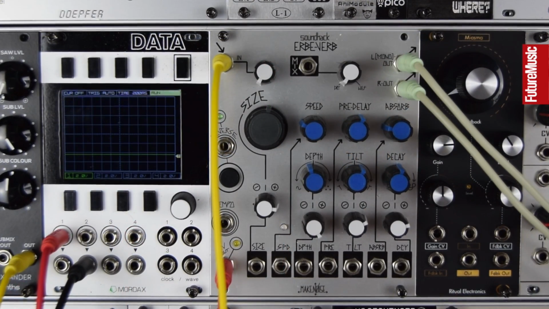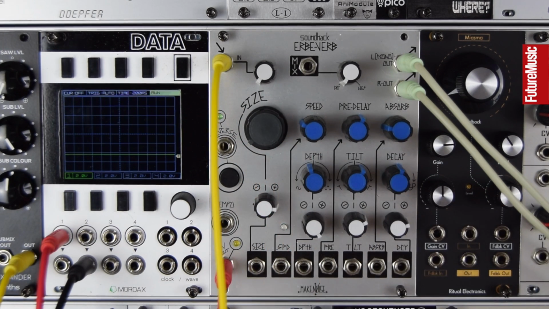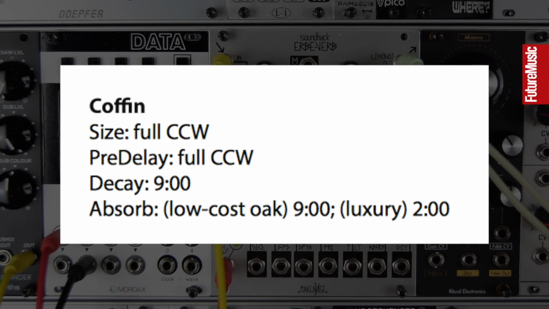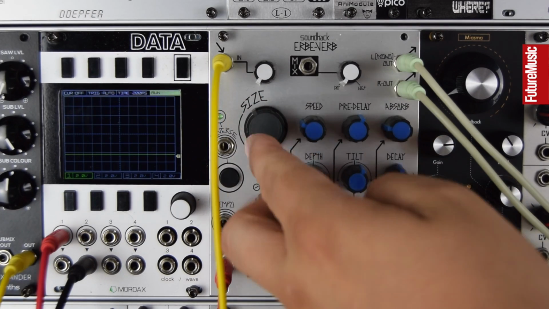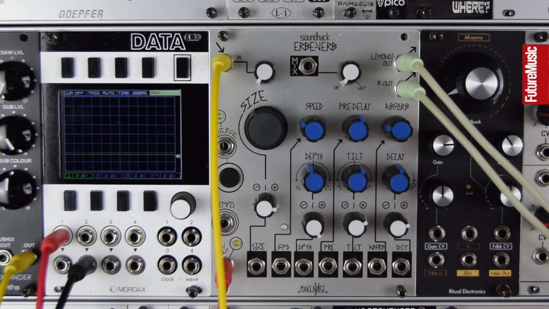So to start with, we'll quickly run down the controls, but the Make Noise and Soundhack Erbe-Verb is an algorithm or preset-free, continually variable reverb. We've got control over size, which goes from coffin-like, and there's suggestions for settings for a low-cost oak coffin or a luxury absorbent cushioned coffin in the manual, right up through kind of plates and rooms, halls, cathedrals, right up to these heavenly huge reverbs, which is great for any kind of purveyor of ambience and drones.